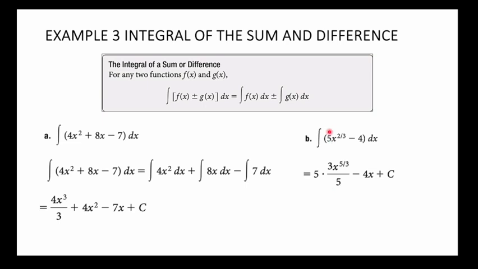Now, because of this 5, and then the 5 that we get from finding the antiderivative, these two 5s will cancel, and I'm just going to be left with 3x to the 5/3 minus 4x plus our constant.